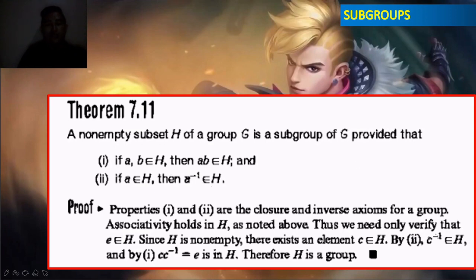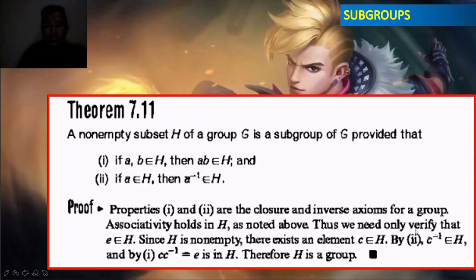So, subset ka sa group G. Kung naa sila tanan, mga property, subgroup ang atong H. So, properties 1 and 2 are the closure and inverse axioms for a group. So, associativity holds in H. Okay. Kay associative man siya sa G, syempre subset raman si H sa G, kukuhan mo na, mo hold gihapon ang associativity.